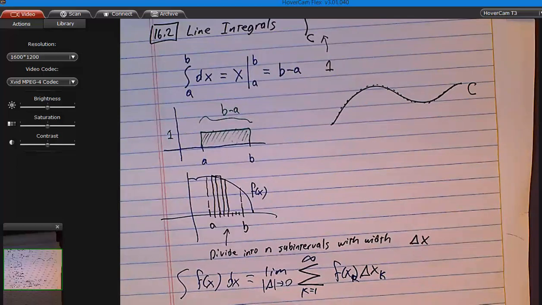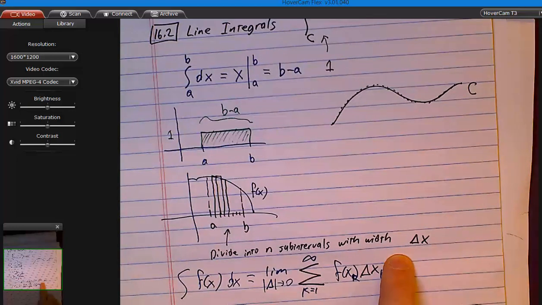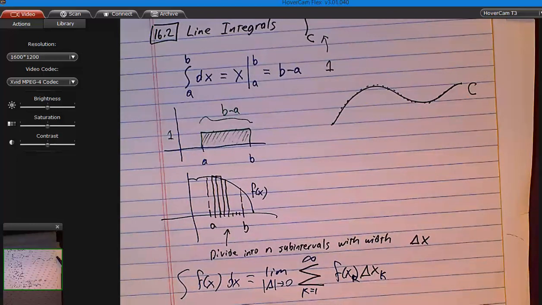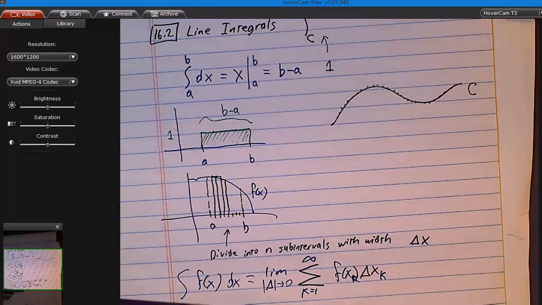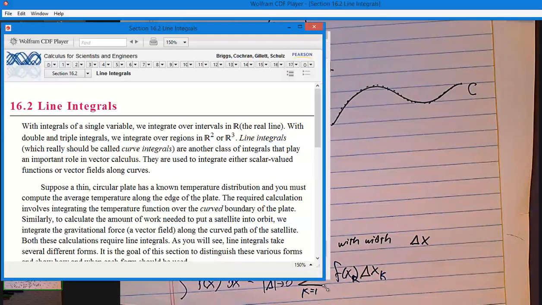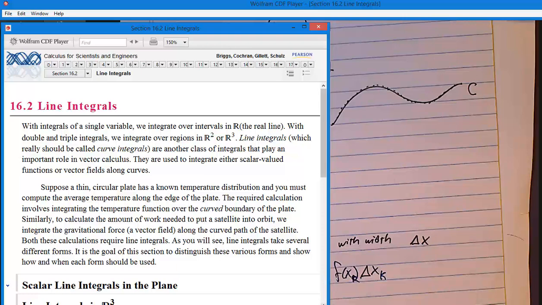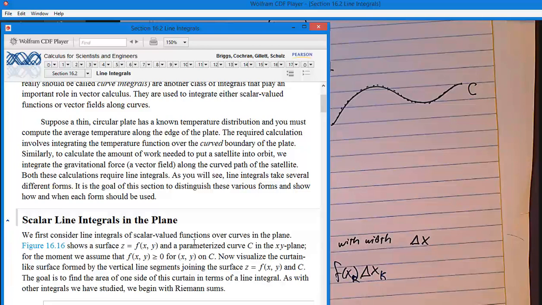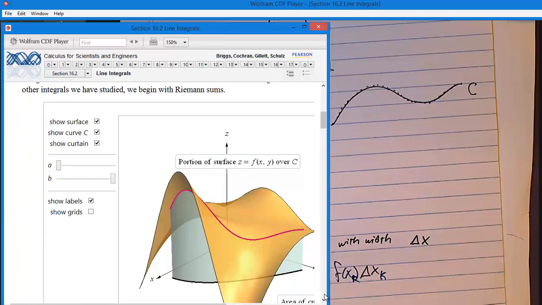Well, we're going to play the same game now, but instead of dividing AB into n subintervals, we're going to divide a curve into little pieces. And let's see how that works. There's a nice picture here. Where did it go, though? Remind me. Right under here. Scalar line integrals in the plane. Kaboom. Ah, yes.